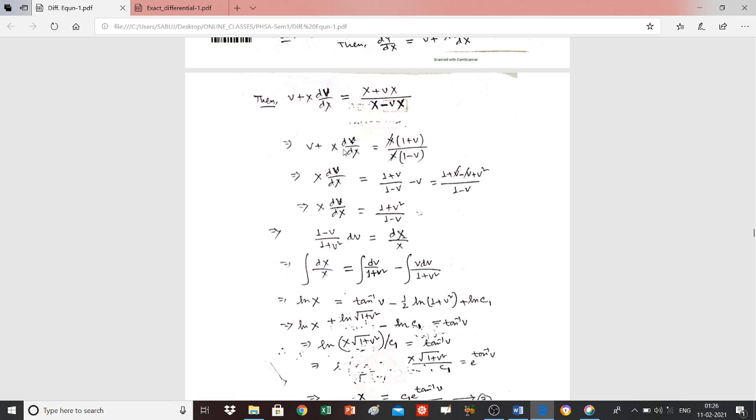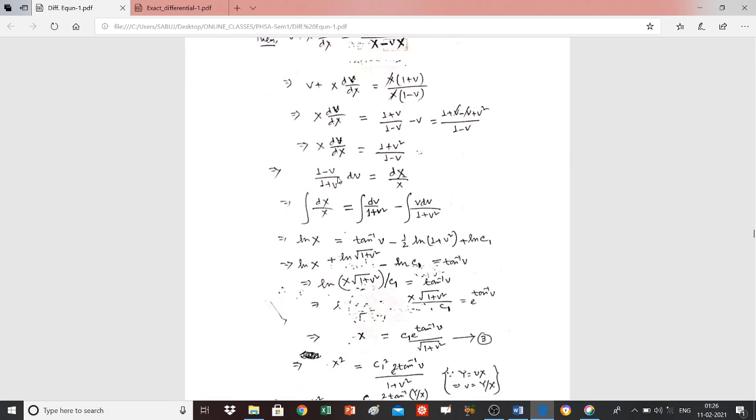Now you need to simplify this expression. So v plus x dv by dx is equal to x into (1 plus v) by x into (1 minus v). The x will cancel each other, and this will give you x dv by dx is equal to (1 plus v) by (1 minus v) minus v, and after simplification you will have x dv by dx is equal to (1 plus v square) by (1 minus v). From here, (1 minus v) by (1 plus v square) dv is equal to dX by capital X, and integrate both sides. You can write this term as 1 by (1 plus v square), that is here.